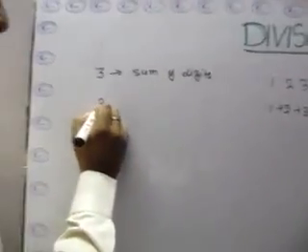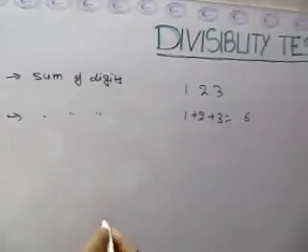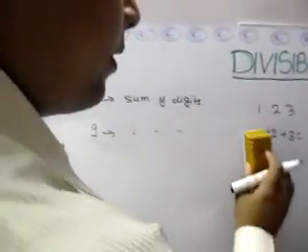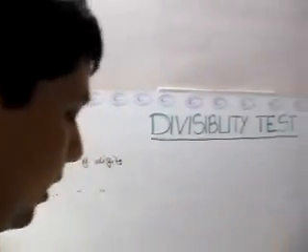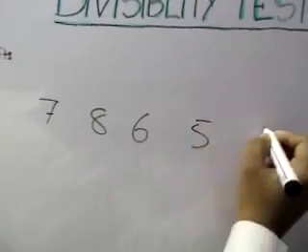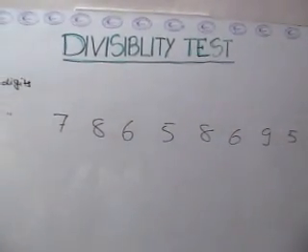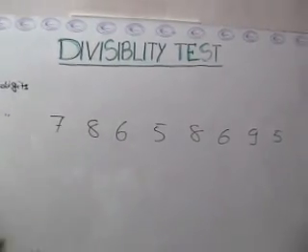The same rule is for 9 as well. If the sum of digits is divisible by 9, then the number is also divisible by 9. Just take one example, rather one bigger example: 7, 8, 6, 5, 8, 6, 9, 5. Whether this number is divisible by 9 or not, we will find the summation of the digits. If the summation is divisible by 9, then the number is also divisible by 9.